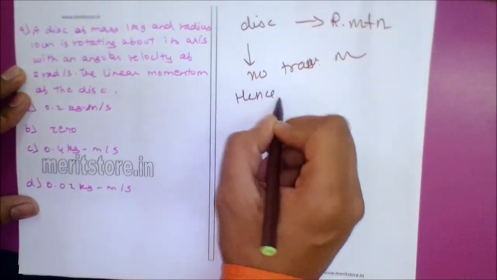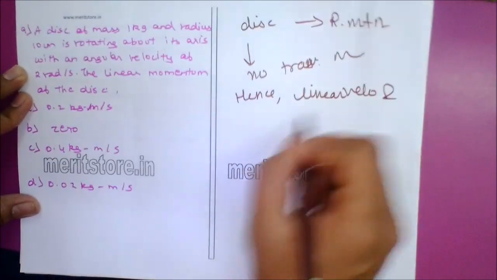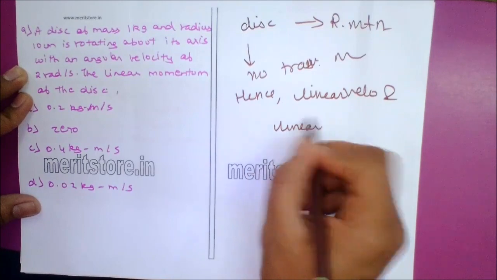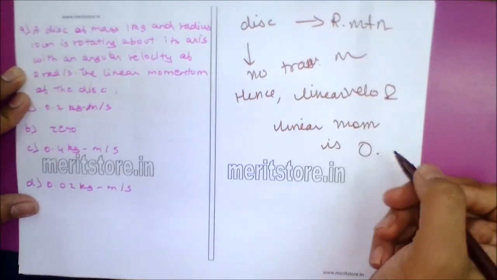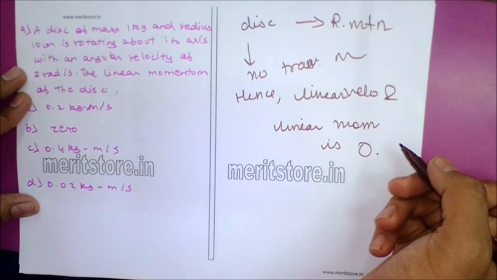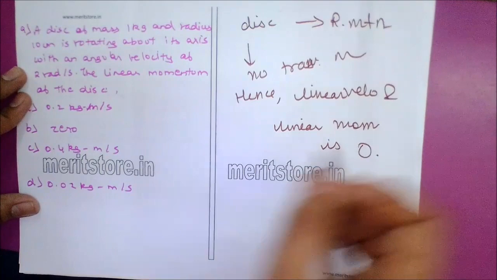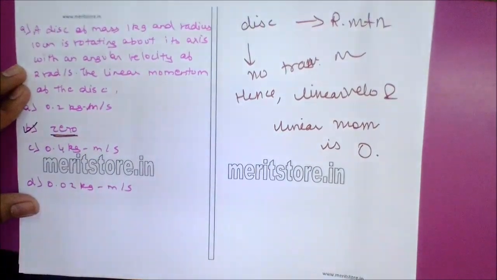Hence, we can say linear velocity and linear momentum is 0. Only in the case of rolling, we get both the translational and rotational motion. So now, here option B, 0 is the correct answer.